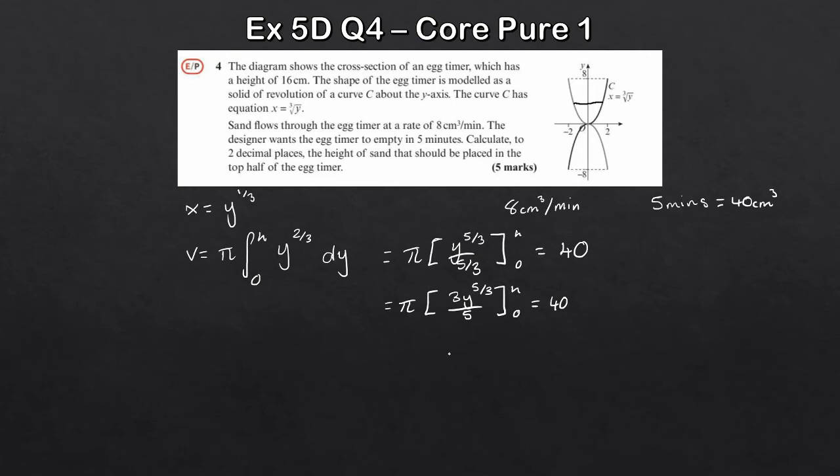So, if I plug h in, this will be pi times 3h over 5 to the power of 5 over 3. But what I'm going to do is write this as 3 over 5 times pi h.